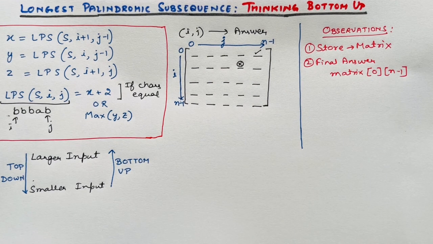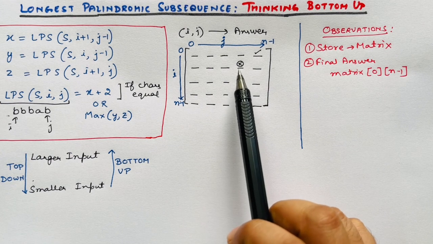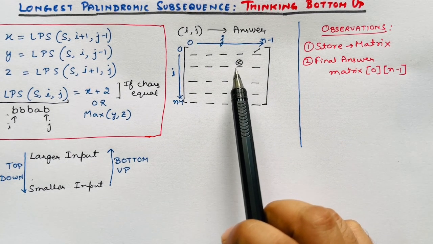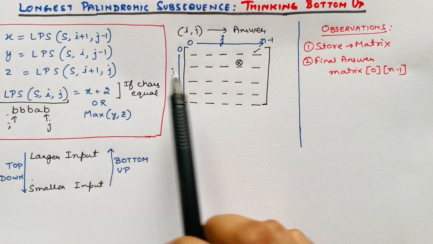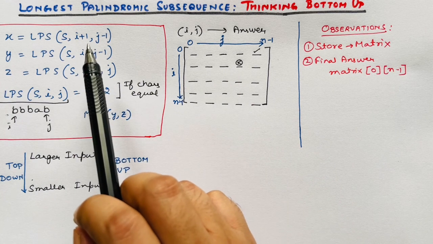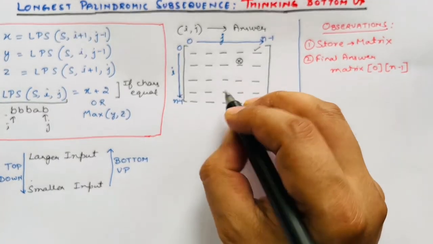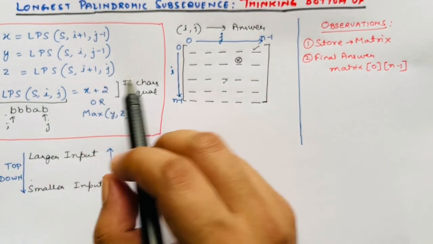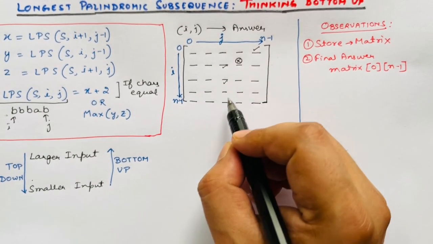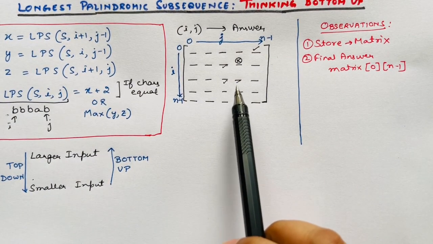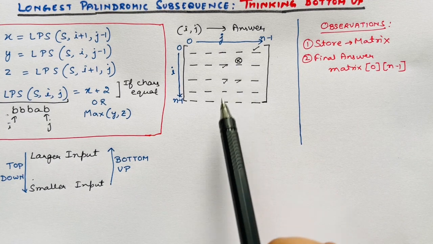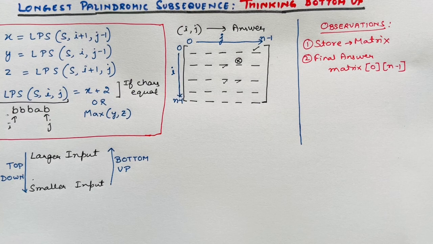Let us now see how we will fill the value at any particular position i, j. Let us say we want to fill the value at this i, j. Now we know that the value at any particular position is dependent on these three. So if this is i, j, where can we find i+1, j-1? It will be here. Similarly, i, j-1 will be here, and i+1, j will be here. So from here we can derive x, y and z, and using these three values we can fill the value at i, j.